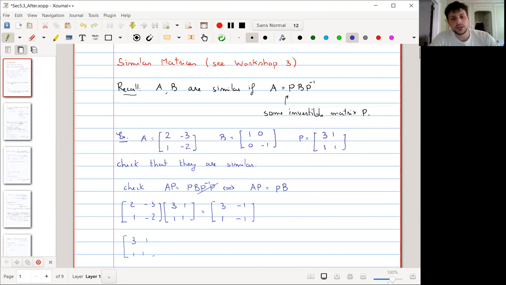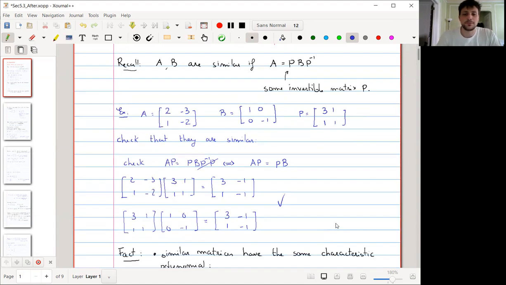3, 1, 1, 1. That's my P, and B is 0, -1, 1, 0, 0, -1. Multiply these together. Well, multiplying this matrix by the vector 0, 1 extracts the first column. And multiplying the matrix P by the vector 0, -1 extracts minus the second column. So we have a match. In fact, A and B are similar, and the similarity matrix is P.